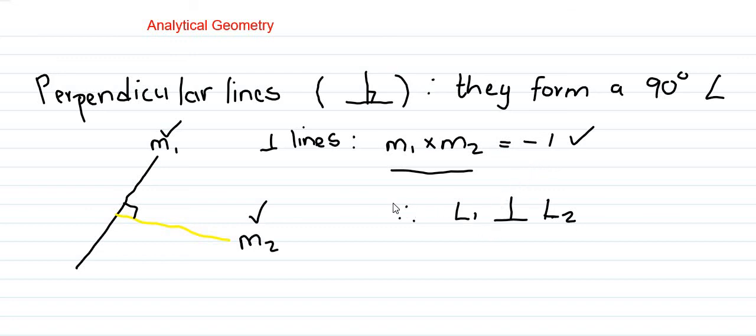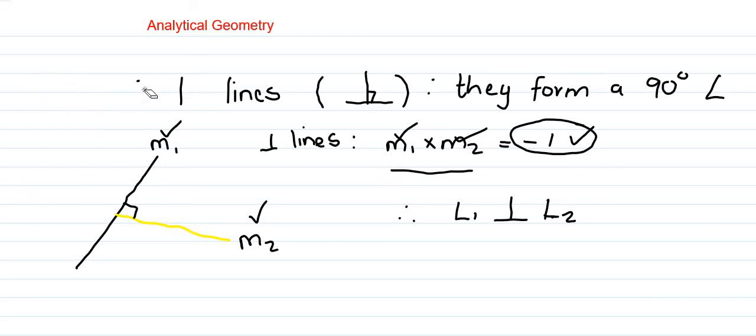And then similarly, with the gradient of line 1, when we multiply the gradient of line 1 by the gradient of line 2, we get minus 1. We don't need to calculate either this gradient or this gradient, because you know that their product is always going to be minus 1. That's perpendicular lines. And then the last thing that we are going to touch on now is collinear points.